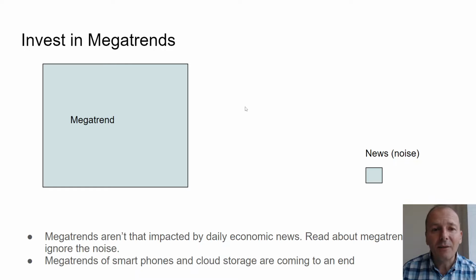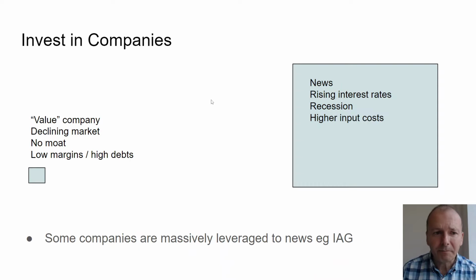And then you don't need to read the news, you need to read up on megatrends and how they're changing the world. So if you invest in companies, here's a tiny little company, and it might be a value company with a declining market, no moat, low margins, high debts, massively leveraged to the news. So something like International Airlines Group was £7 in the year 2000, now it's £1. What a bargain. No, what a disaster. So this is a much bigger box now: news, interest rates, recession, higher input costs. These all dominate this poor company that just has to accept it. So we want to avoid that.